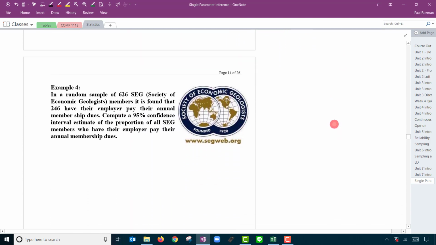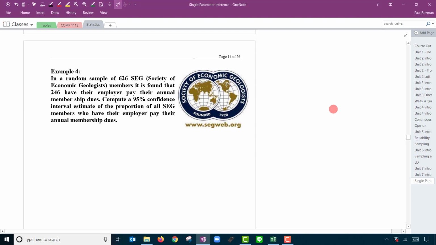So here's a little example. We have 626 Society of Economic Geologists members. So that's our sample size. And we found that 246 of them had their employer pay their annual membership dues. So the proportion of employers who pay membership dues in our sample is 246 out of 626. Now, this is a big group, so this is certainly a sample from that group.